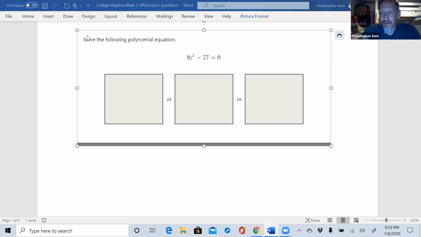So in chapter 5, we're moving on to solving polynomial equations. And the first section talks about solving by factoring, which we've already done a little bit, and it's important. So the first one that students were having difficulties with is this one. We want to solve for z, and I have 8z squared minus 27.